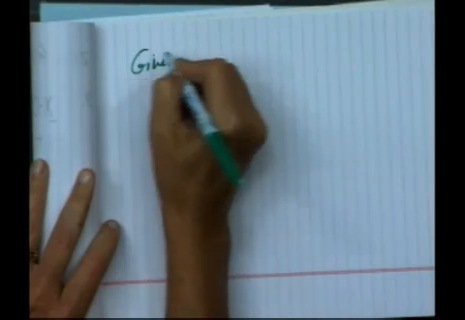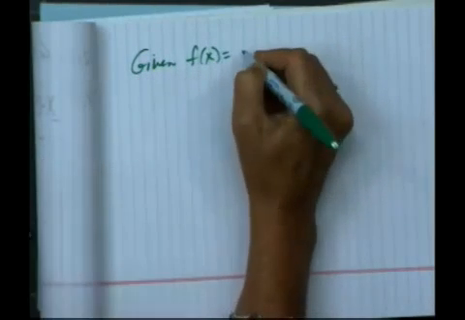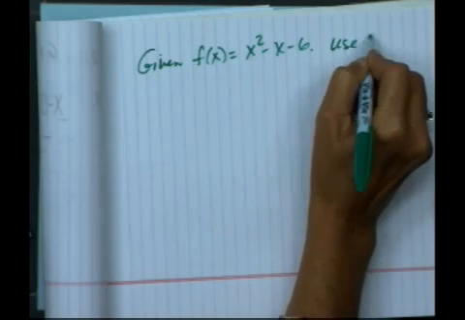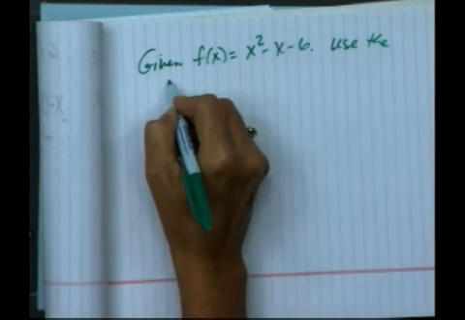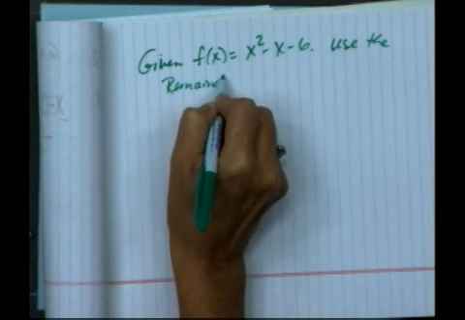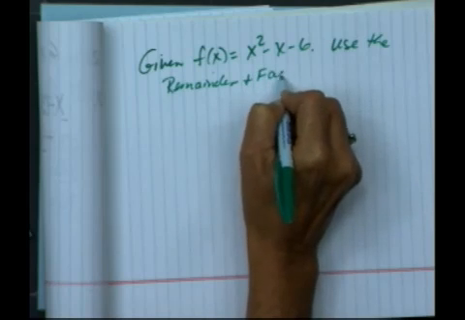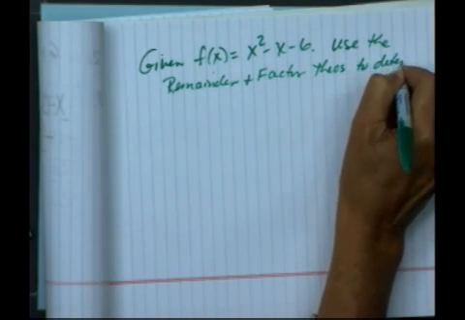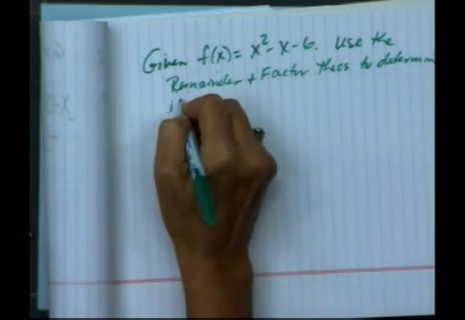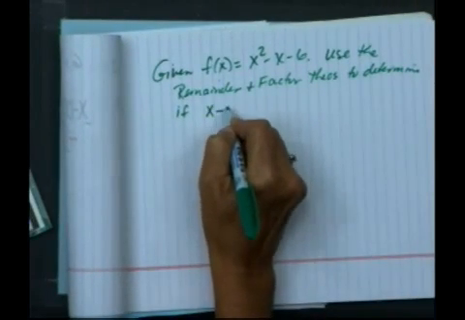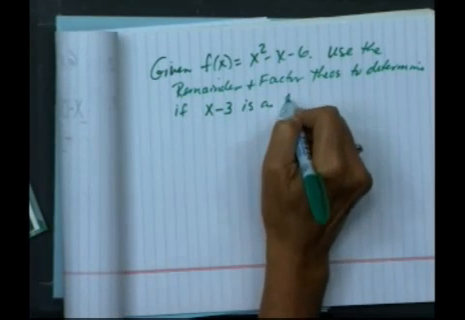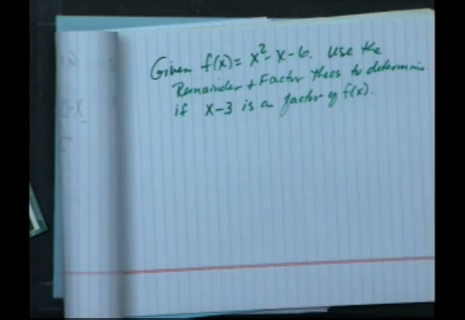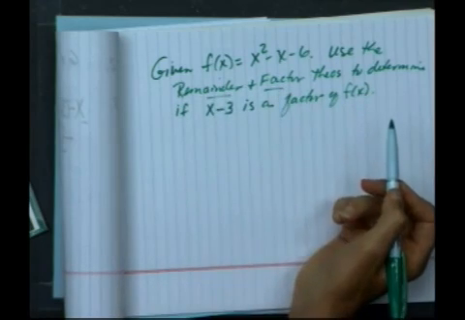Given f of x equals x squared minus x minus 6, use the remainder and factor theorems to determine if x minus 3 is a factor of f of x. And we already know the answer is yes, but we're going to illustrate the theorems, okay?